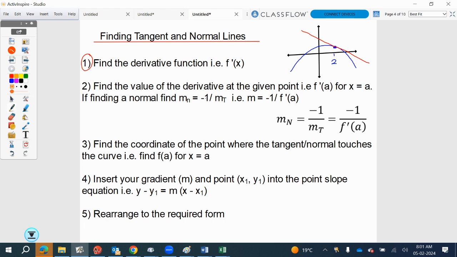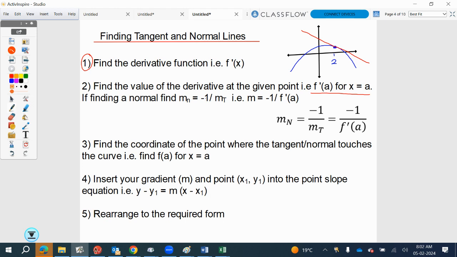It will tell us the gradient of that line at any point. So using that, we would find the value of the derivative at the given point, for instance, like at 2. So this would be this thing. The derivative f dash of a, for x equal to a, will give us the gradient of the blue line at that point, x equal to a. It will give us the gradient of the tangent line at that point.